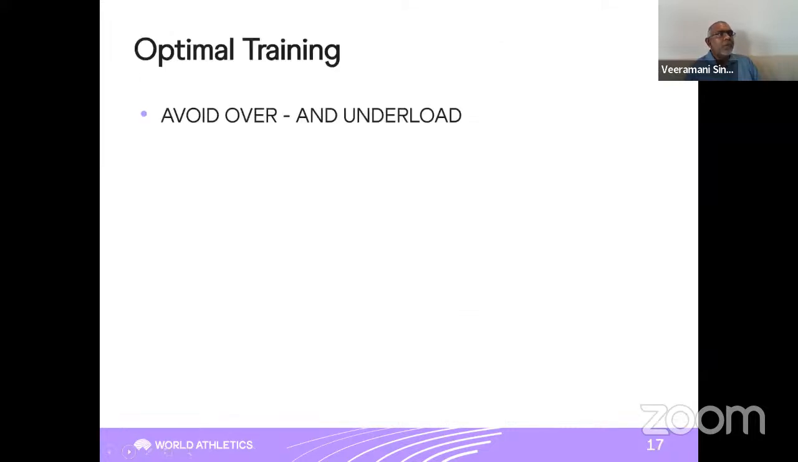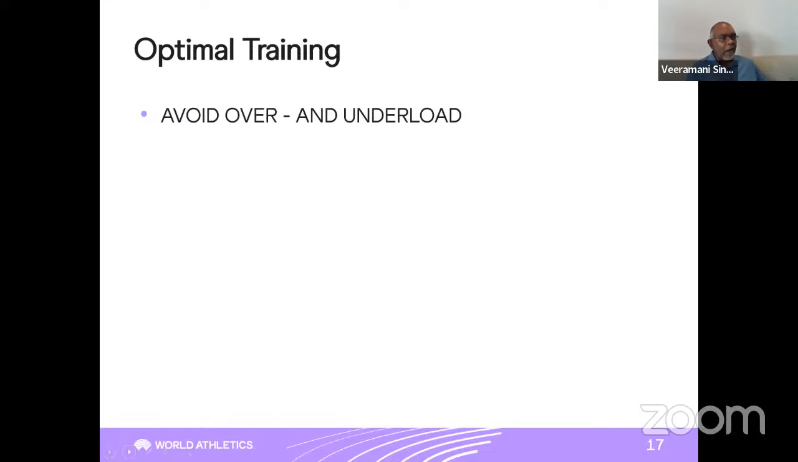Okay, so with that, what is important for us to know is that optimal training is important to avoid over or underload. Remember, we're talking about having good preparation for stimulus development. Always overloading will lead to what we call burnout. Underloading will also mean we get into a level where optimal adaptation doesn't take place. So this is what we want to avoid.